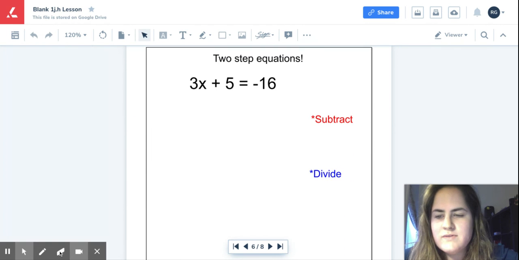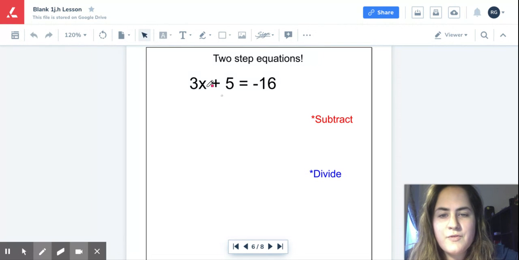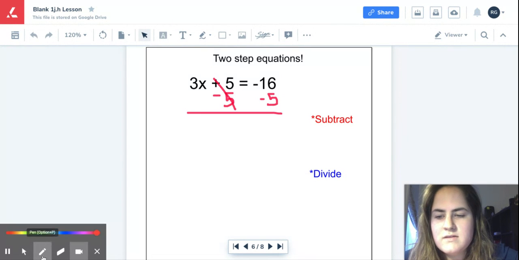So let's solve a two-step equation here. We have 3x plus 5 equals 16. I want to start with the number furthest away from x that's still on the same side as it, which is plus 5. The opposite of plus 5 is minus 5. All right, I cancel out my 5s.